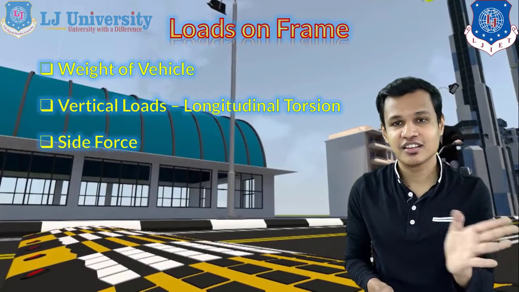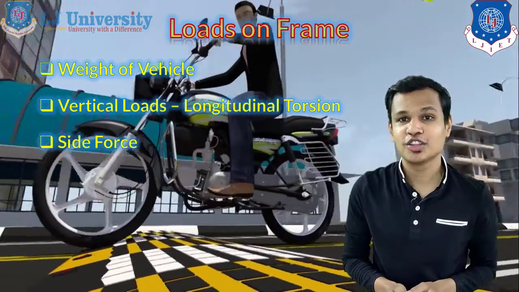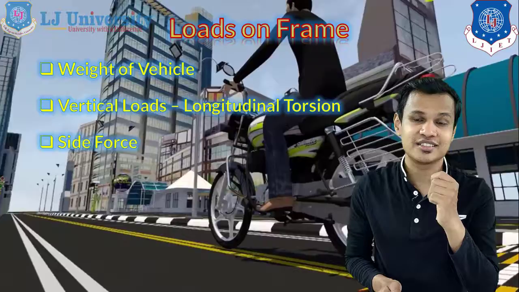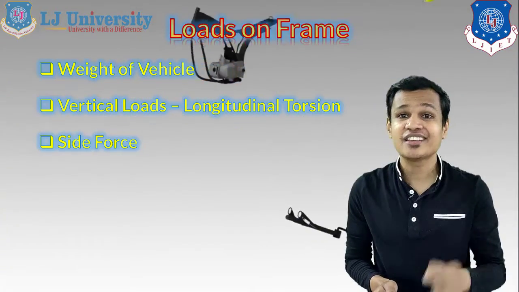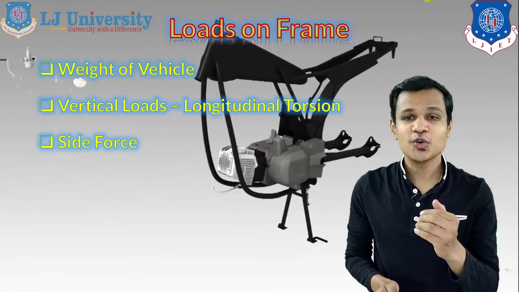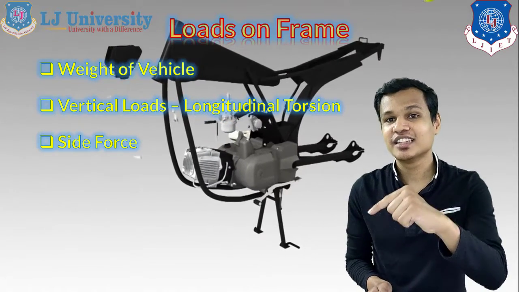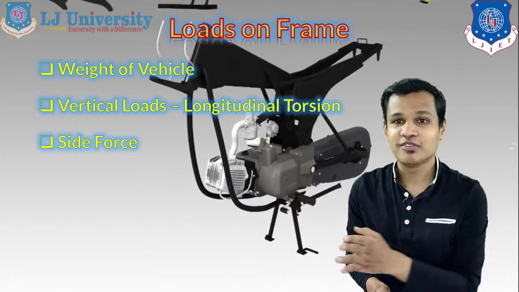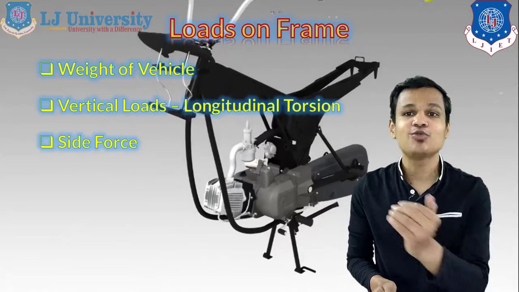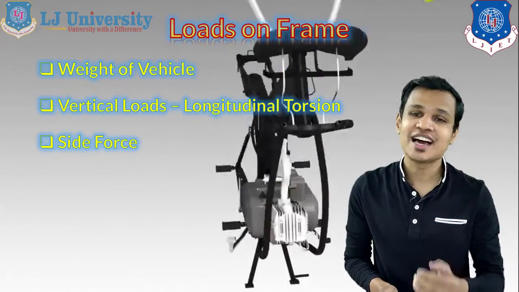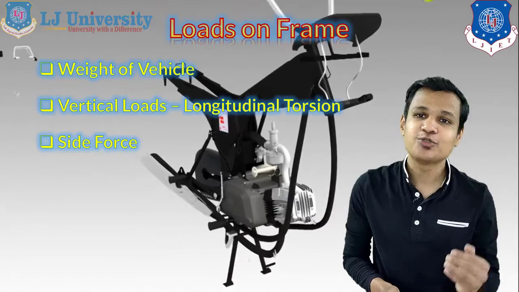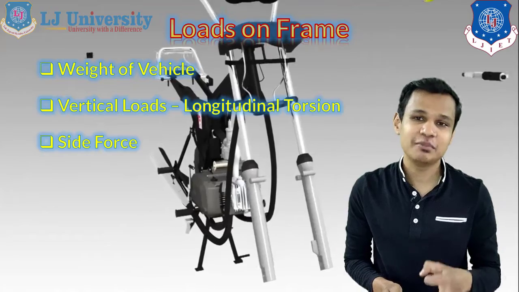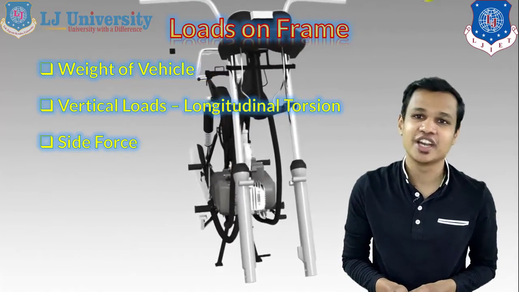Next is the side force, right? Whenever the vehicle takes a turn, a side force will be generated on the frame as well. If you remember, I told you in the suspension system that the helical spring does not take the side load. So the side load, that is the cornering force, has to be taken by the frame. When a vehicle takes a turn, the cornering force will be generated in the opposite direction of the centrifugal force. That force will be applied on the frame.